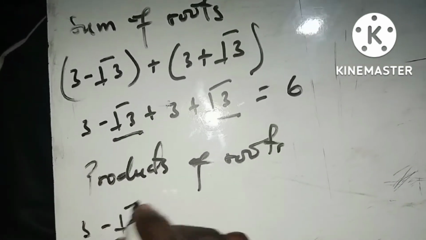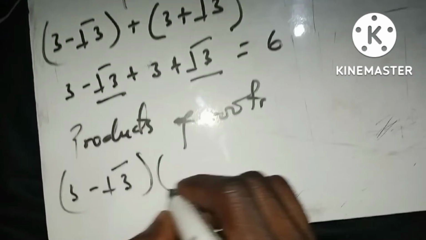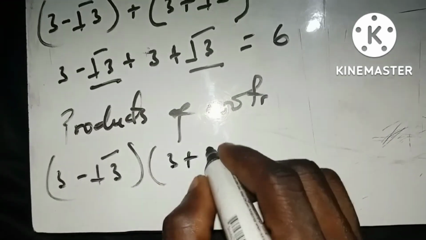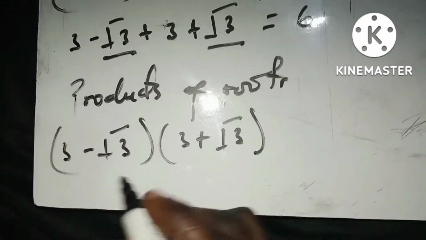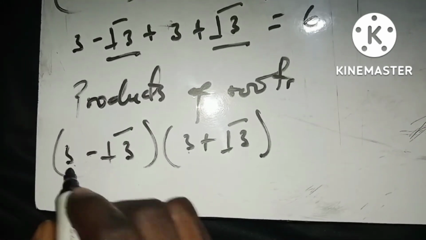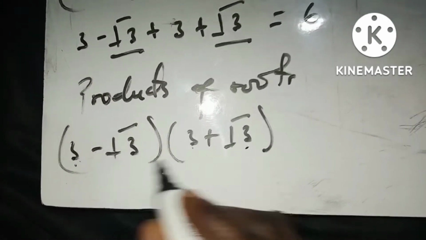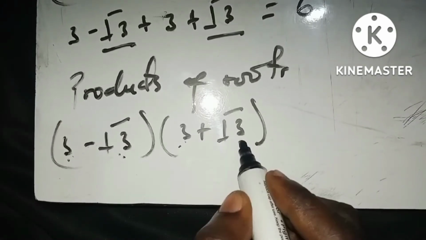So you have what? 3 minus root 3, everything multiplied by what? 3 plus what? Plus root 3, right? Just do the multiplication and have your answer. Now this one will multiply this, the same one also has to multiply this one here, and then this will multiply this, and this is also multiplied by that, right?